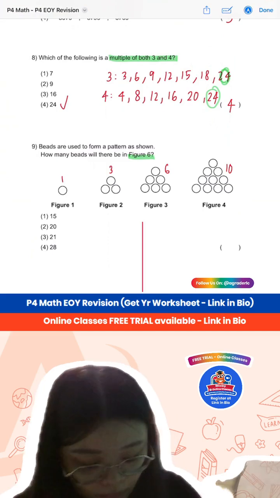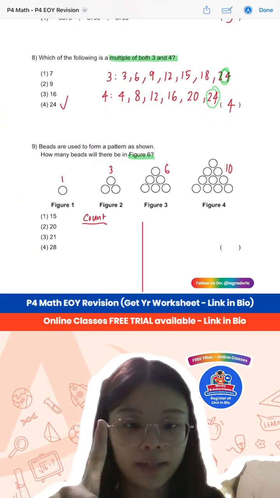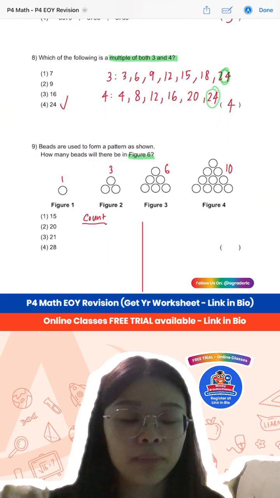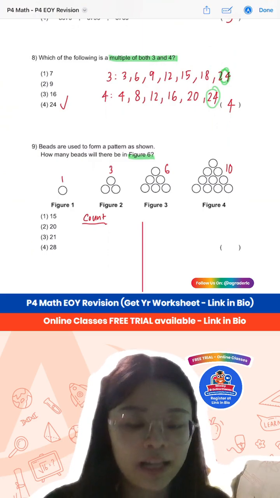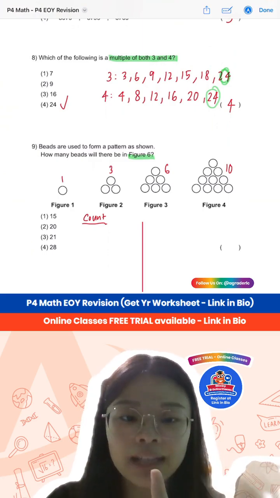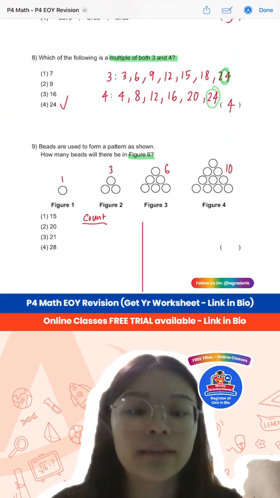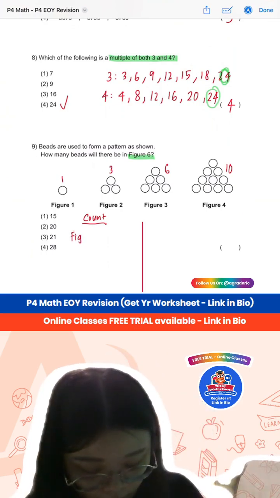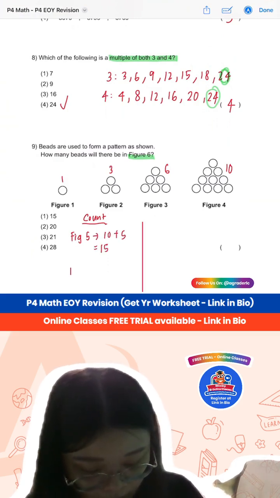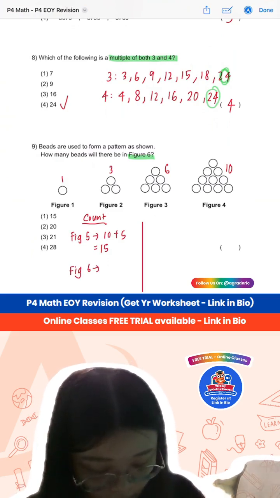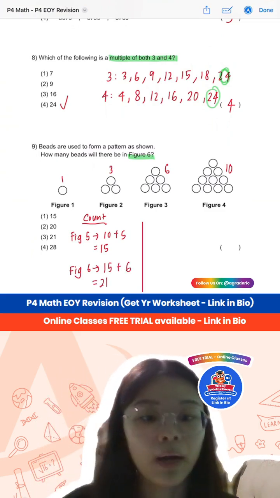If I were to count, you see that figure 1 is just 1. Figure 2 is figure 1's number plus 2. Figure 3 is figure 2's number plus 3. And figure 4 is figure 3's number plus 4. So you realize they are just growing, and all you need to do is add the figure number. So figure 5, I add the figure number: 10 plus 5, which is 15. Then figure 6 will just be figure 5 plus the number 6, and that will give me 21. That is one way.